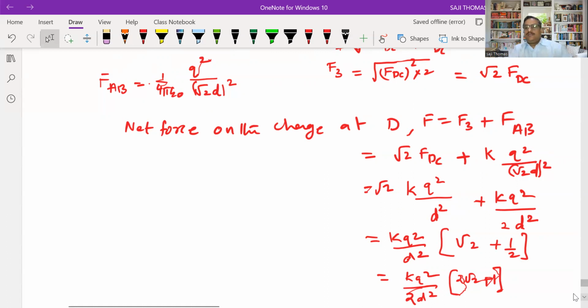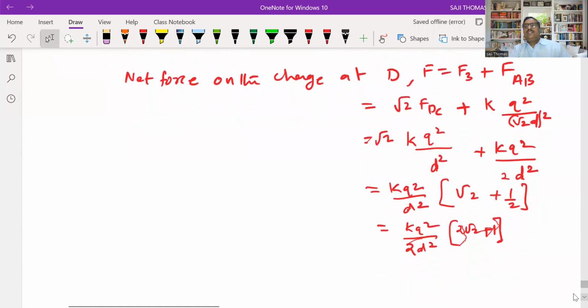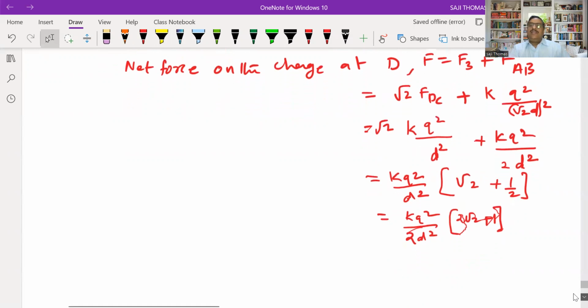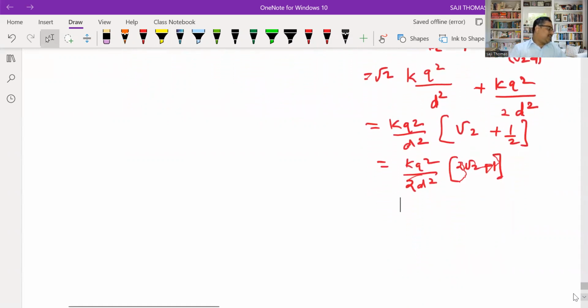Now we will do another example. Children, these questions are simple, but they are important also. For board exams, questions based on this appear frequently. I will give another question.